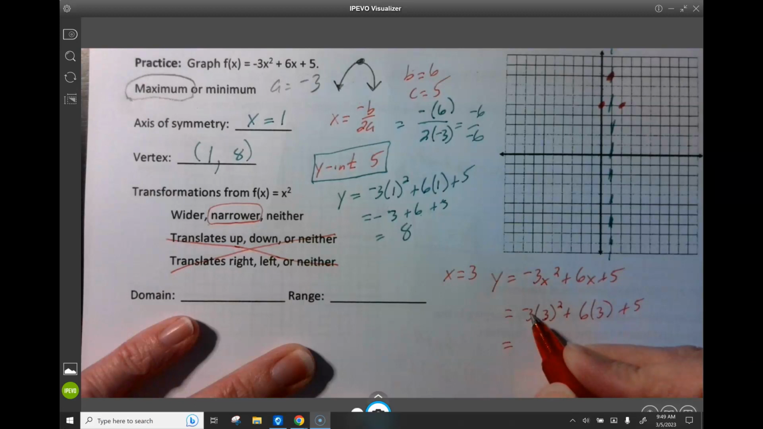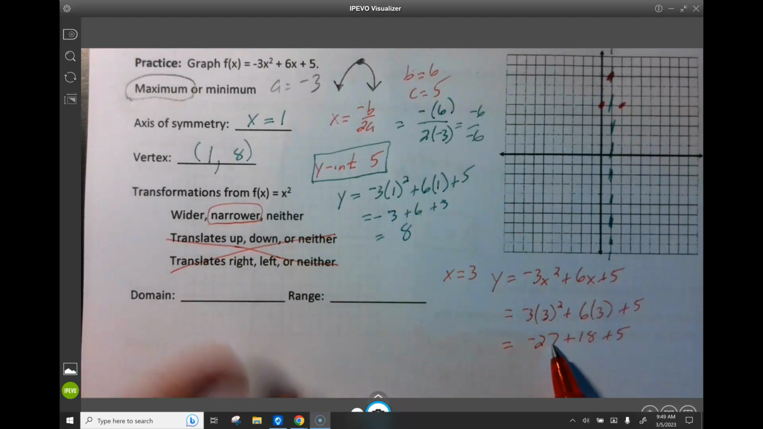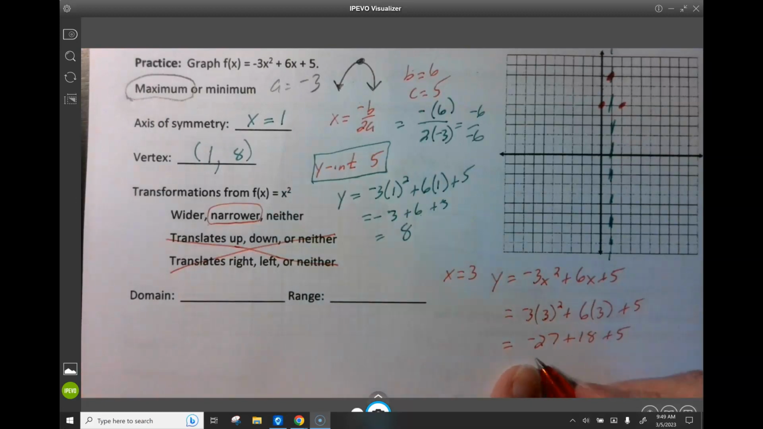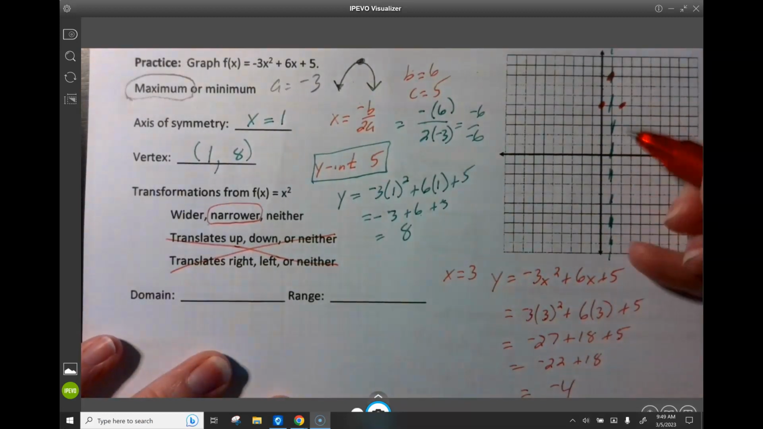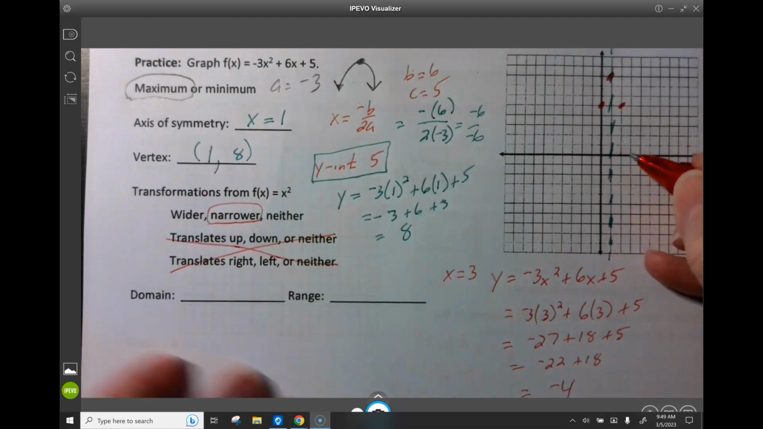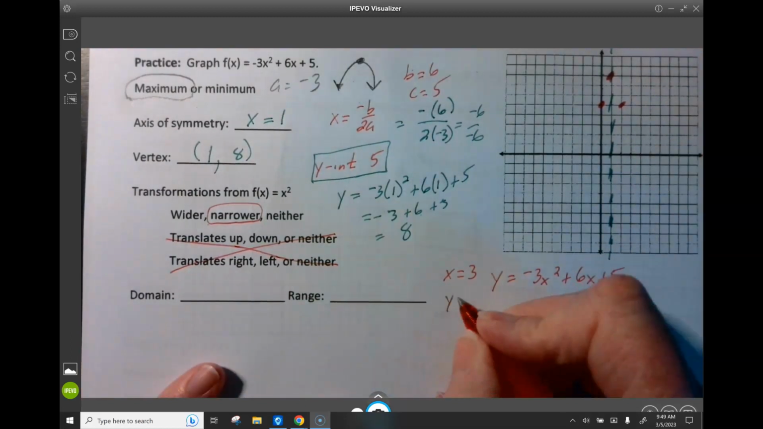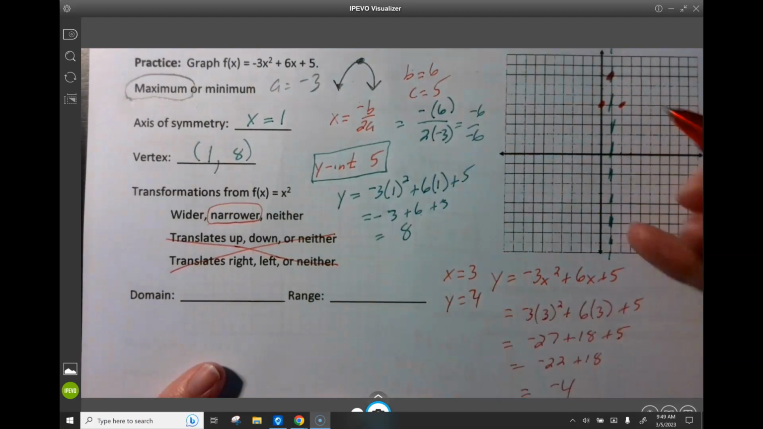So 3 squared is 9 times 3, that's -27 plus 18 plus 5. So take away 5. I'm sorry, I have to do some more work. So I'm going to take away 5. That gives me -22 plus 18, 18, 19, 20, 21, 22. So 4, I get a -4. Okay, so I use the 1, 2, 3. I'm over here. So x is 3, y is -4. So I'm going to go 1, 2, 3, down 1, 2, 3, 4, right there.